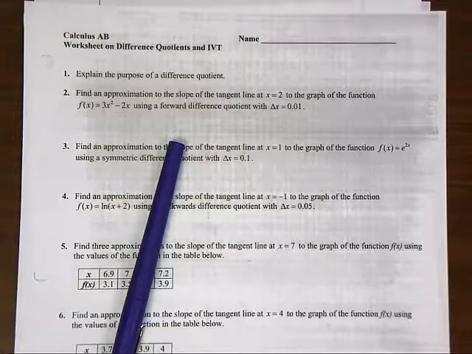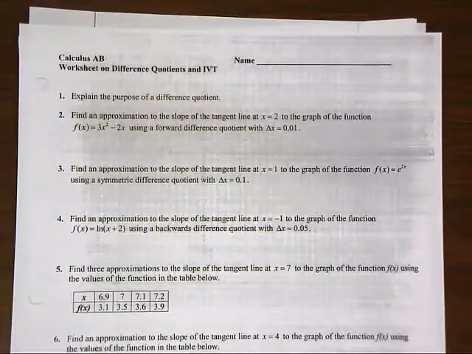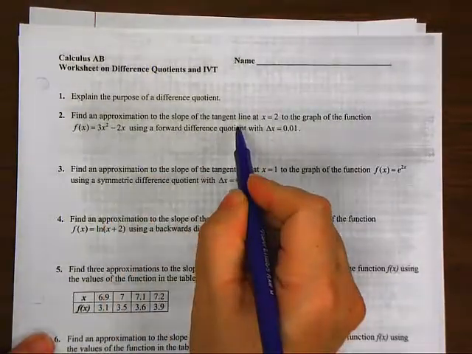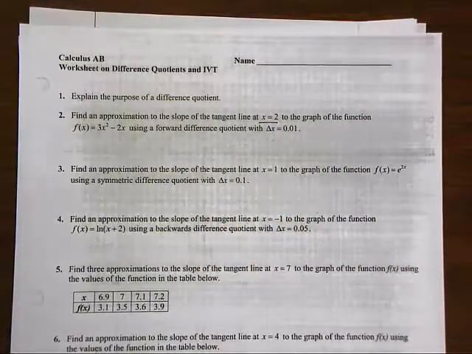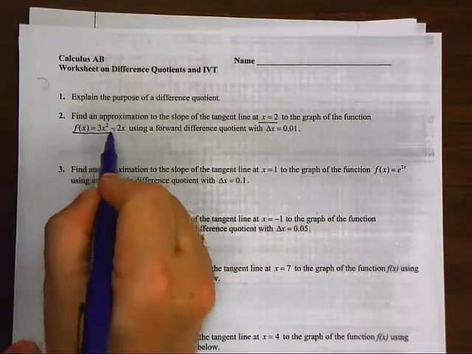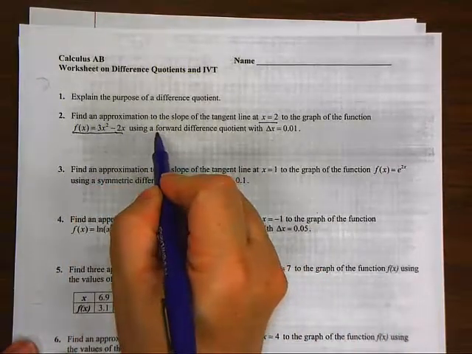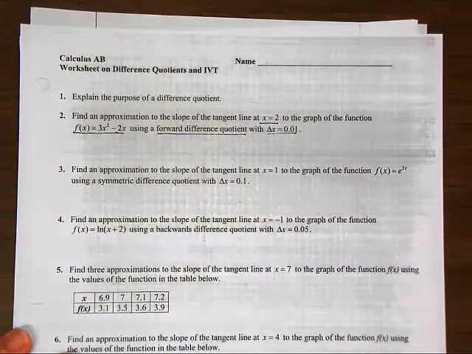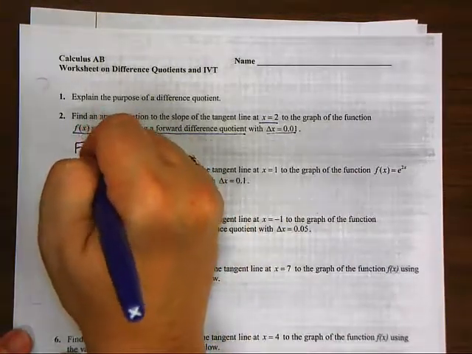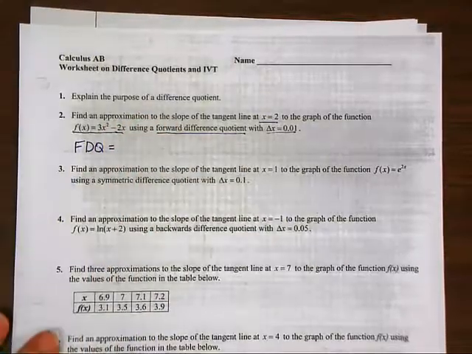So I want to do number 2 with you. Find an approximation to the slope of the tangent line. That's why I just defined what a difference quotient is. X equals 2, that's important. To the graph of this function using a forwards difference quotient with this delta x. Okay, so F, D, Q equals.